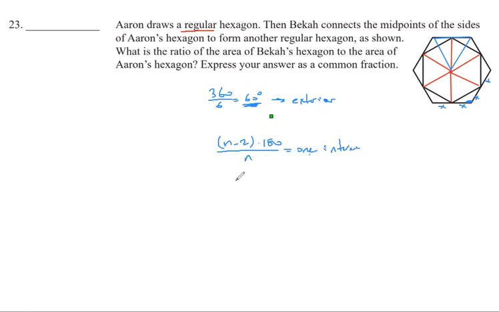So n is in this case 6, so 6 minus 2 is 4. 4 times 180 over 6, so that will be 30 times 4, which is 120. That's what we already got by using the exterior angle, but I like this approach instead of that one.